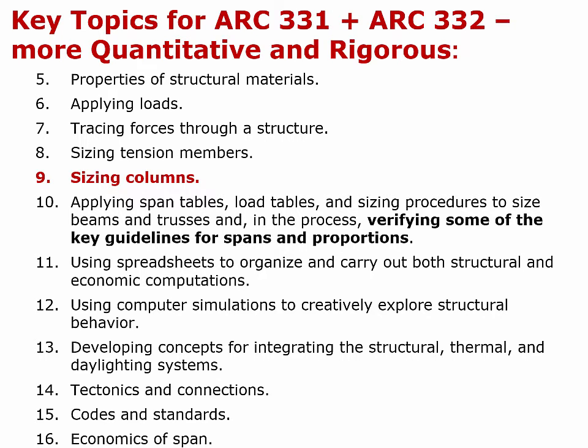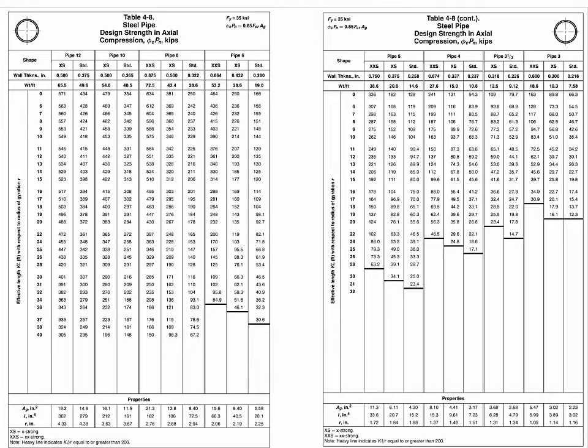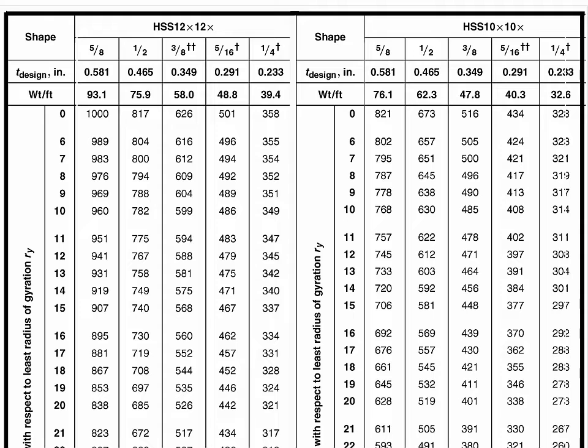So we're going to talk about sizing columns. We'll look at some tables that allow us, for any situation we might encounter, to size steel pipe columns and hollow steel sections. This table shows some 12 by 12 sections with 5/8 inch wall, 1/2 inch wall, 3/8 inch wall, and so forth. Each of these tables contains the maximum allowable axial load, or safe design load, for any given effective length of the column.